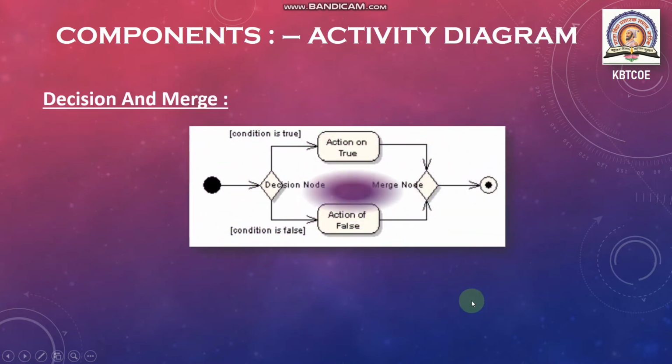Decision and merge. This is how decision and merge works in the activity diagram. The decision node or the decision box is used to check the condition in the system, and if the condition is true, the action decided for the true condition will be performed, and if the condition is false, the action decided for the false condition will be executed, and then the merge node will combine their outputs and then the final state will be achieved.